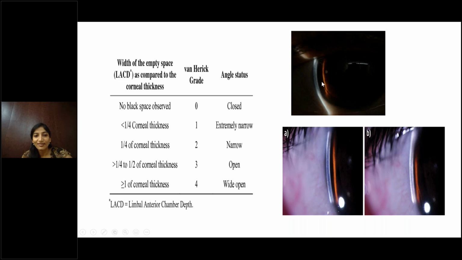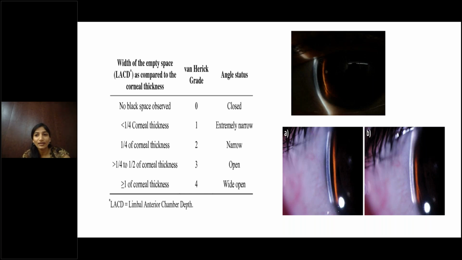If the space is less than 1/4 thickness, this is the corneal thickness. If the space is less than 1/4 of it, it is grade 1, which is narrow. If it is equal to 1/4 of the thickness, it is grade 2, that is again narrow. More than 1/4 but less than half is open. And here you can see it is almost more than half. Okay, so this is an open angle. This is an open angle, whereas this angle is closed. Okay, so this is Van Herick grading of angle closure based on slit lamp examination of the anterior chamber depth.